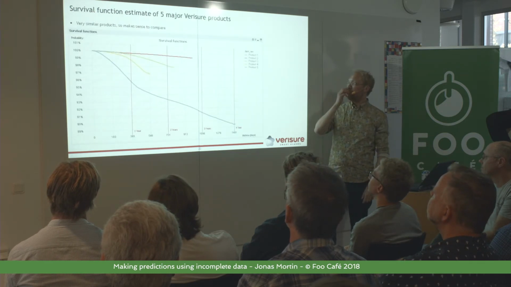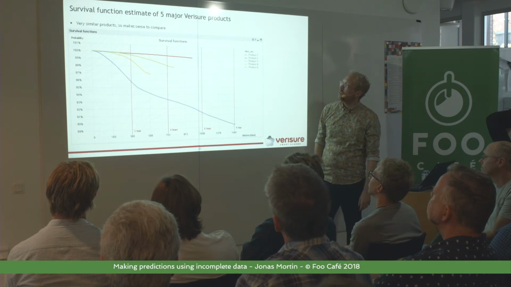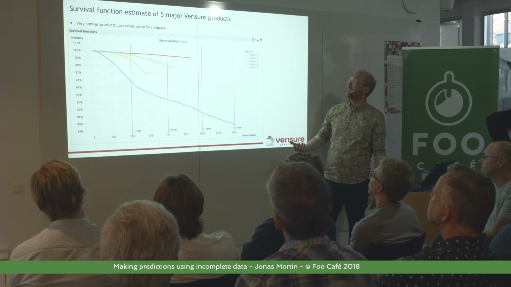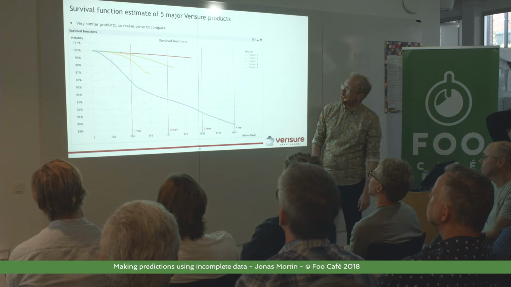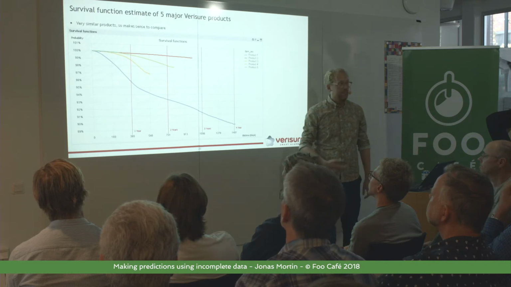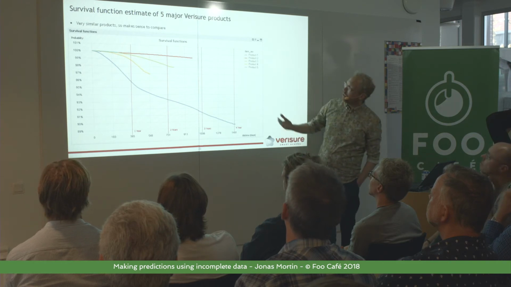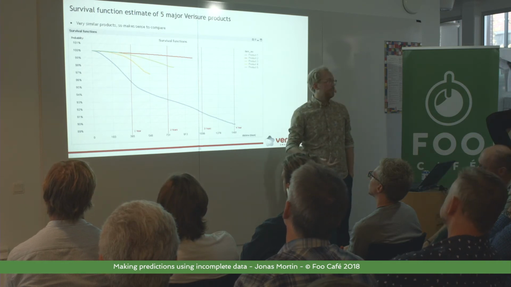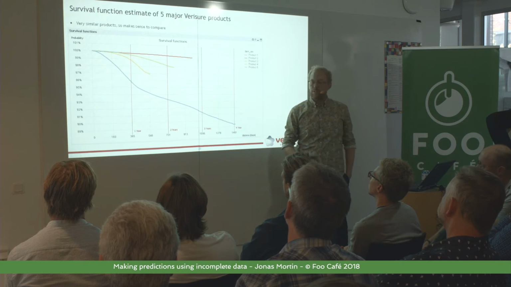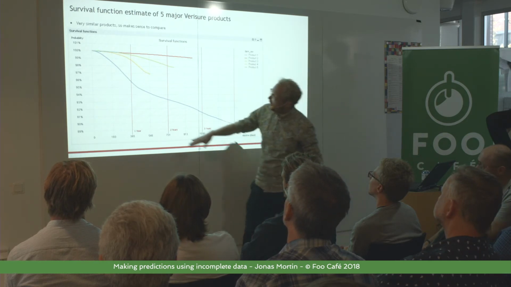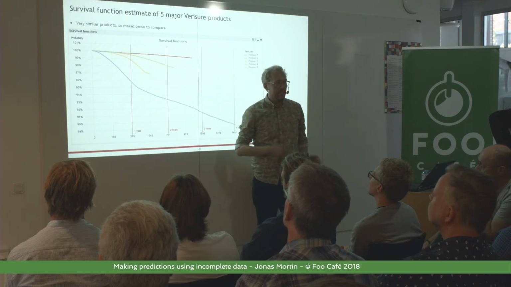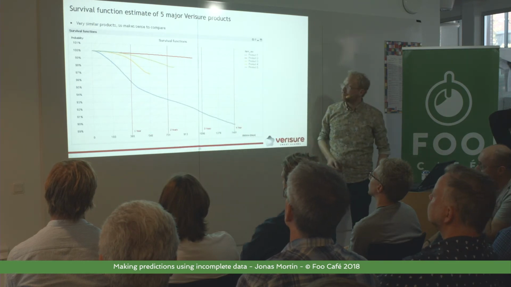So here are a few examples from our products. This is a survival function estimate of 5 major Verisure products. These are very similar, so it makes sense to compare them. So again, from a quality perspective, this is really interesting. You can see how they diverge pretty early, and you see that they differ quite drastically in terms of performance for battery life.